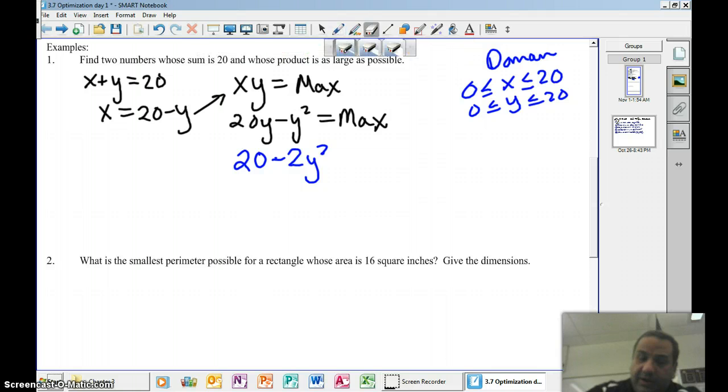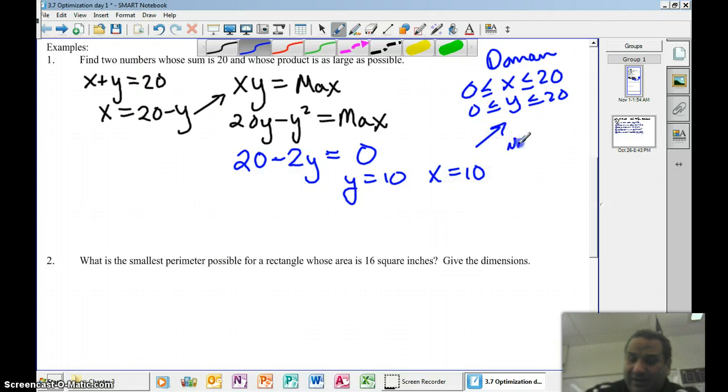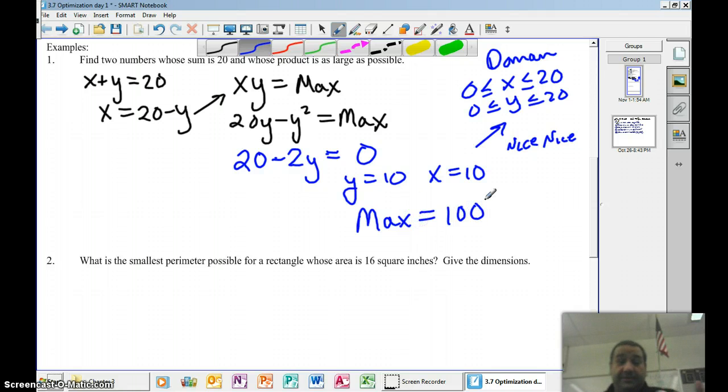Equals 0. So whatever the maximum value is, when I take the derivative, it's going to be 0. So now you're going to get Y equals 10. Well, if Y is 10, X has to be 10. Nice, nice, nice. It's within my domain, both of them. So it's looking good. The maximum number that I'm going to have is going to be 100, that's what 10 times 10 is.